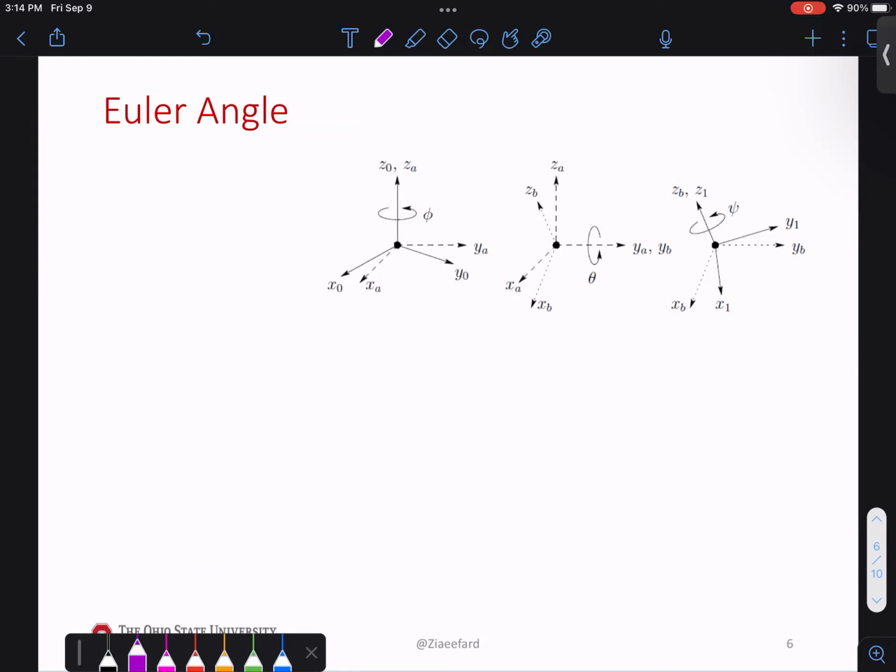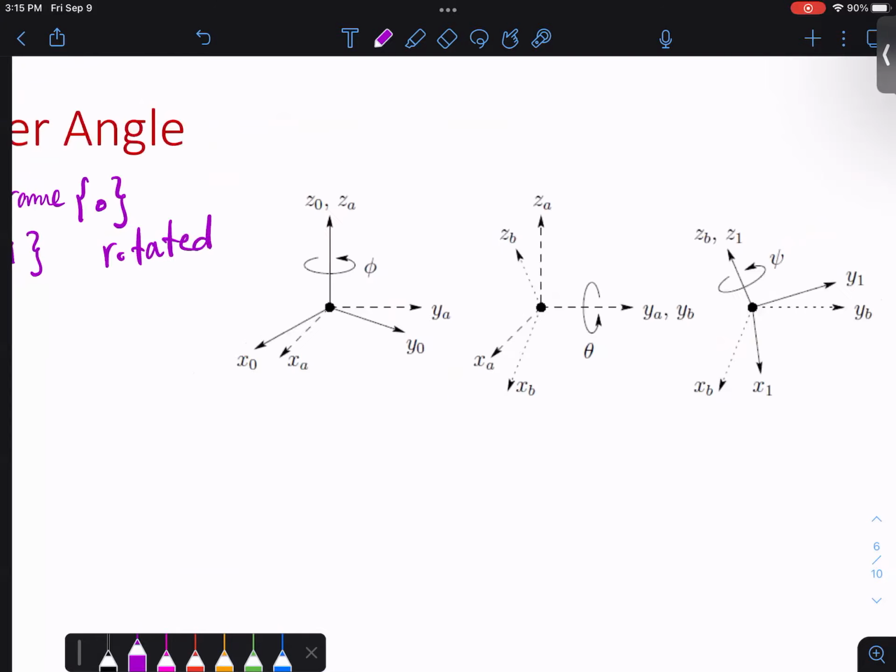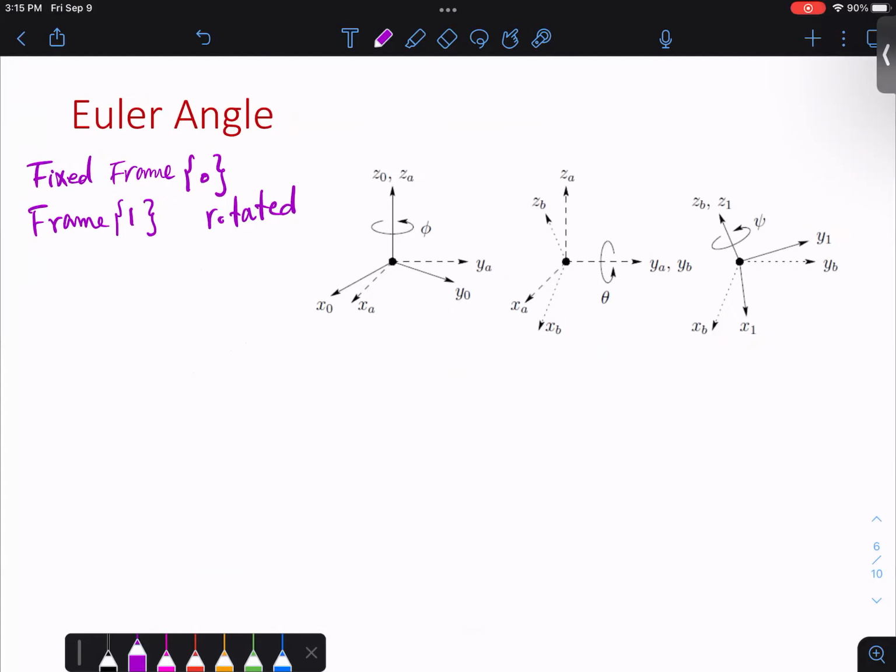Now, Euler angle, okay, let's set up camp. Our fixed frame is frame S, right? So we want to identify frame 0 first, and frame 1 is my rotated frame. So when you're looking at those, 0 was your original, and 1 or A, B, C, those are your rotated ones. I'm calling them frame 1 because after you're done with rotation, you'll end up in 1.